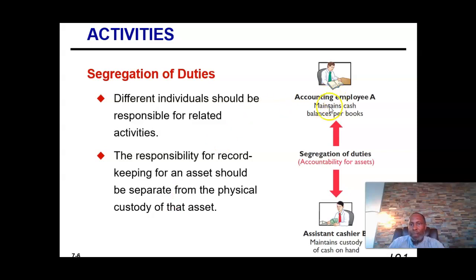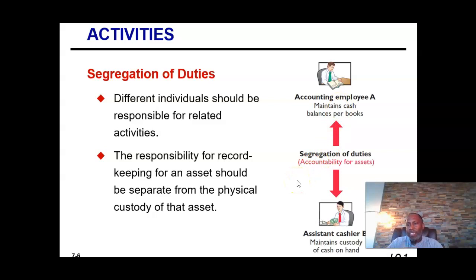For example, employee A may maintain the cash balance per books. So employee A is the person that's actually recording the information to the accounting system, going to journal entries, posting to a ledger account, etc. But employee B maintains control or custody of the actual cash on hand. So their job is maybe when the cash comes in to actually count the cash money, do maybe a deposit slip, deposit the information, and then they're going to send the actual information to employee A.